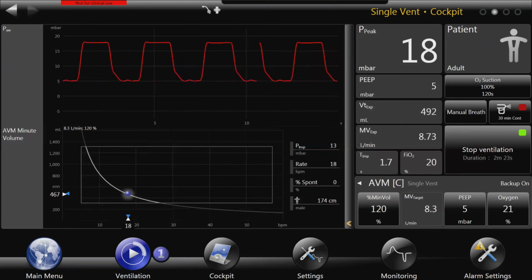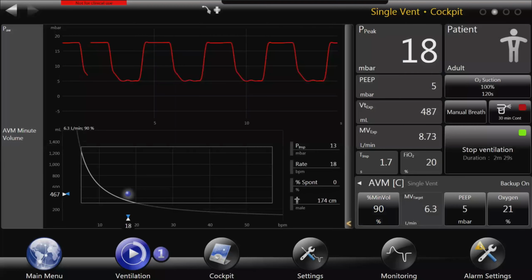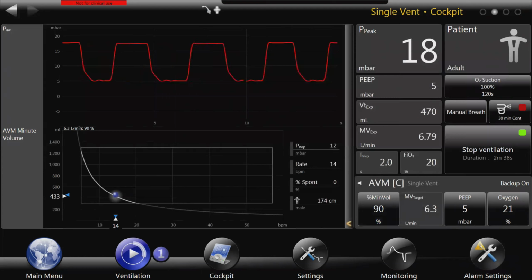And if we go back to maybe 90%, it will recalculate. And now you see that the tidal volume and also the respiratory rate is changing again. And it will also decrease, as you will see on the peak pressure monitoring value, the inspiratory pressure as well.